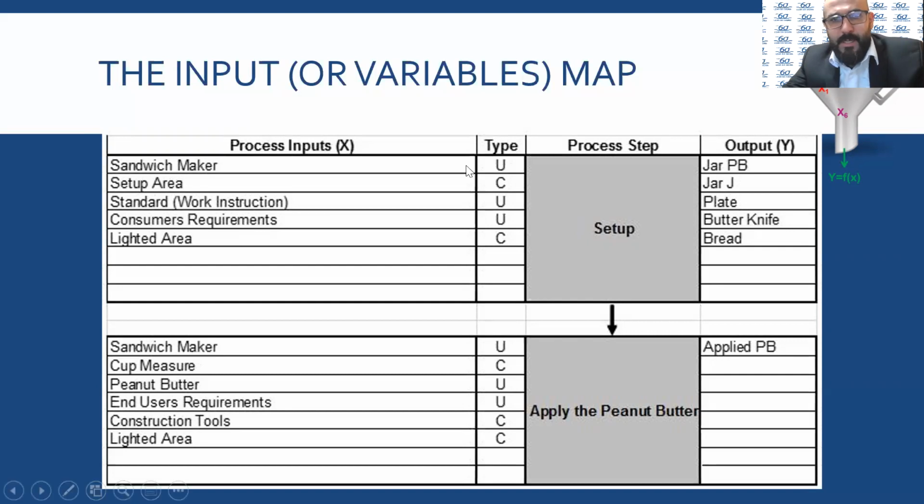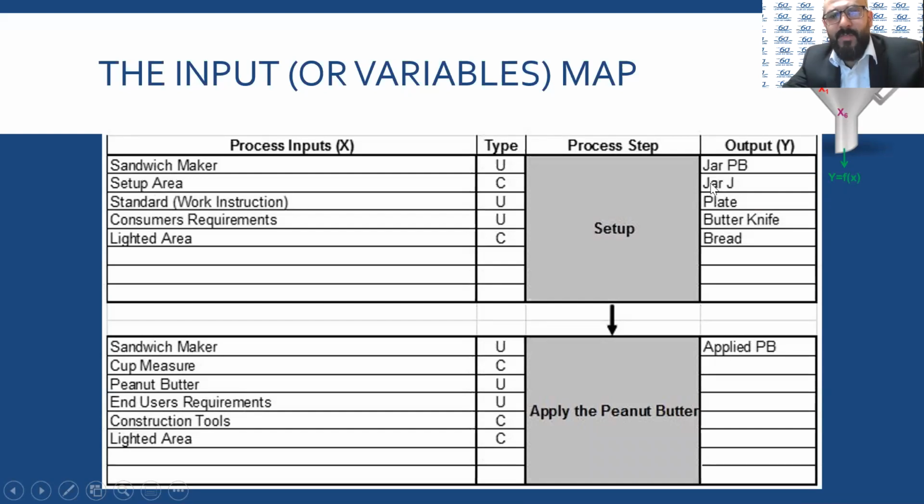In time, it's uncommon or common. It depends on what you add. Just add more details to the process and the output. What the output will be in here. The output for the setup process: you should have the jar of peanut butter.